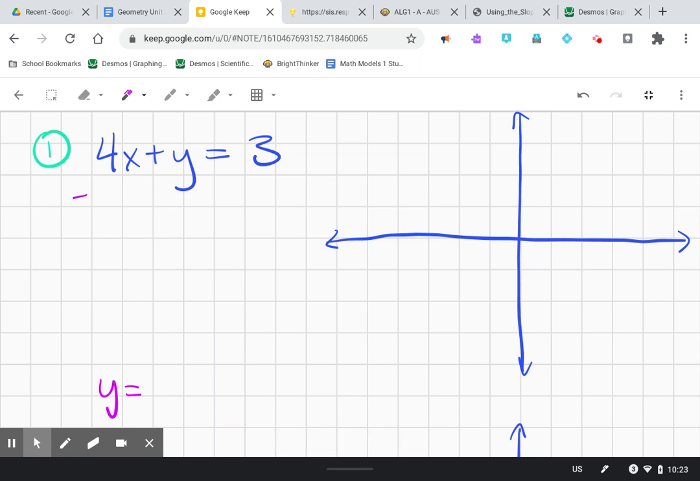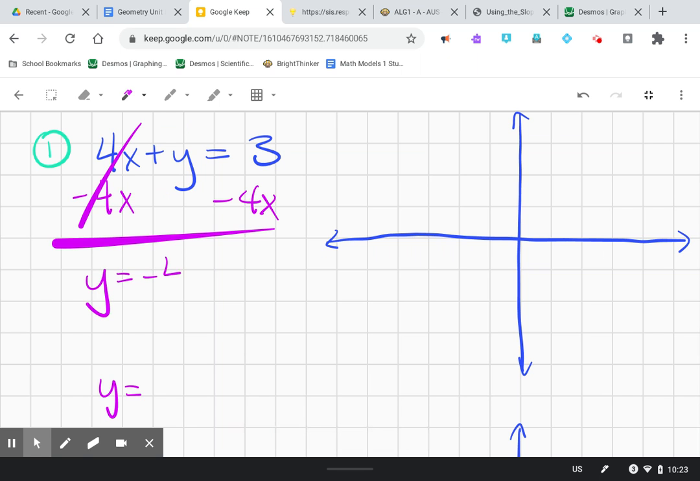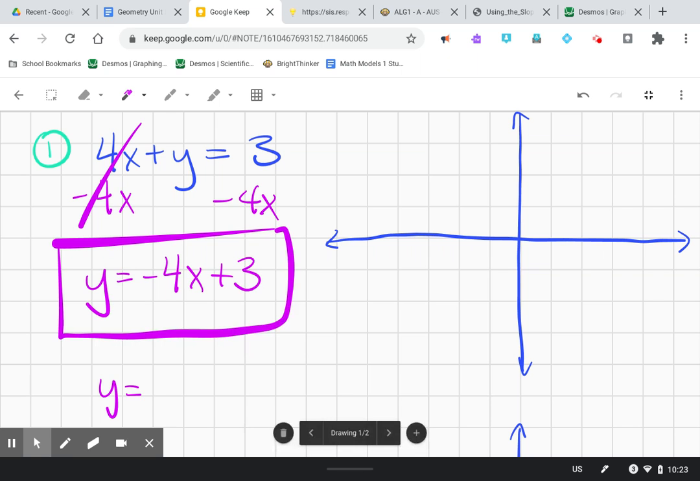So we're going to move the 4x across by subtracting 4x from both sides. And when I do that, this cancels out, and I get y equals, which is what I want. And then I'm going to rewrite it like this, negative 4x plus 3. This is a positive 3, so it goes down as a plus 3. And that actually is already in slope-intercept form.